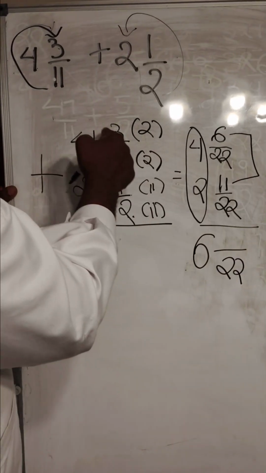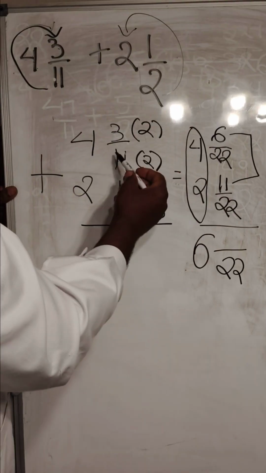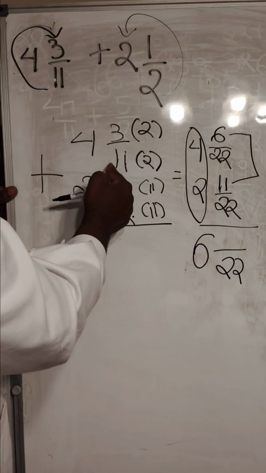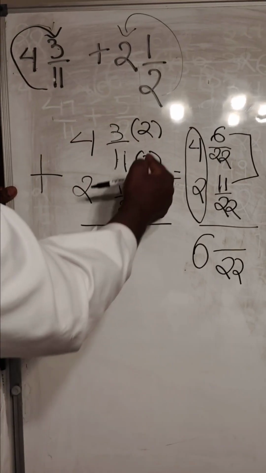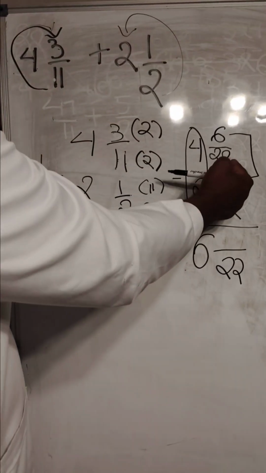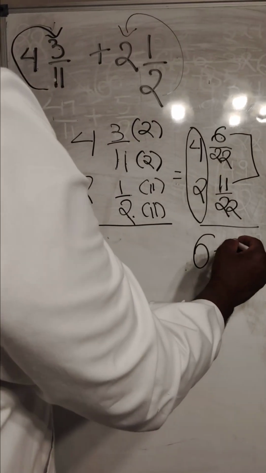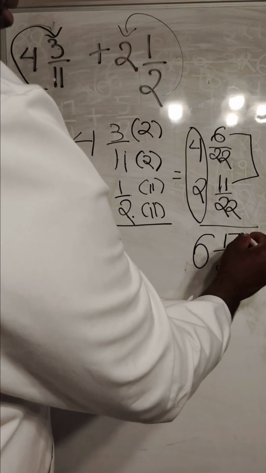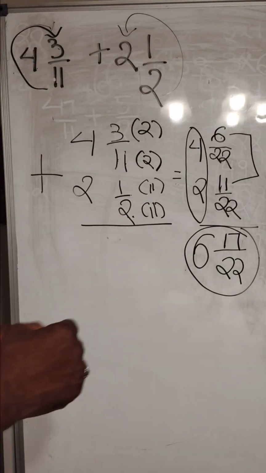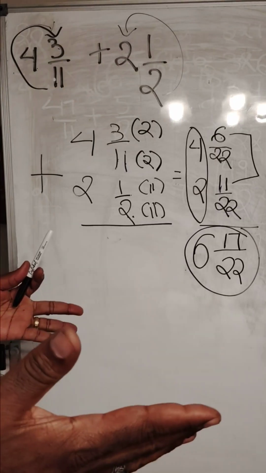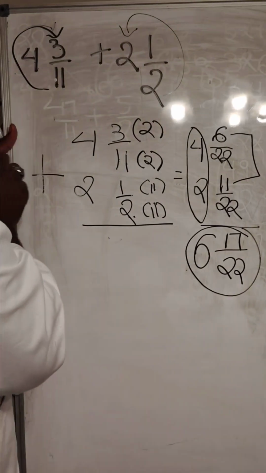You see, we converted that to an equivalent fraction. We found the equivalent fraction for 4, 3 over 11 by multiplying by 2. We found the equivalent fraction for 1, 2 by multiplying by 11. Now we have the same denominator. So now when I add 6 plus 11, I got 17. You see, we end up with the same answer. So, dear friend, you learn which one is better for you.